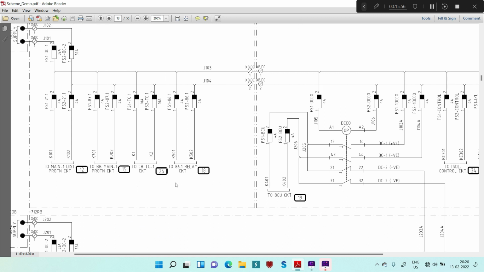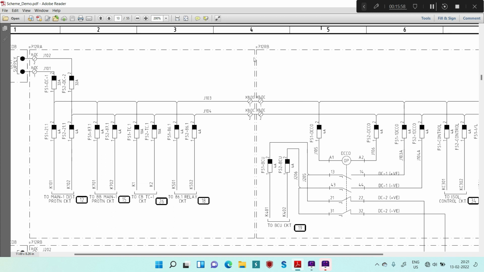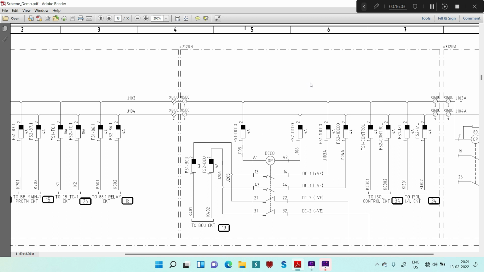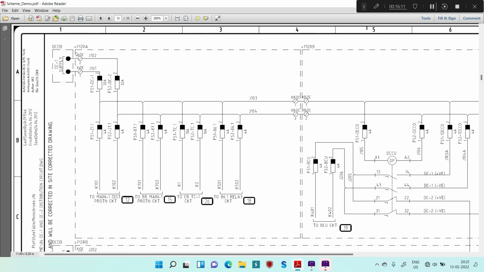Now if you move to next, again there is one small dotted rectangle. In those rectangles there are some circuits, and this rectangle now designates your next panel. So if you see, this is 712 RB, and the main DC supply which is coming from DC source 1. This main DC supply is extended to the new panel.